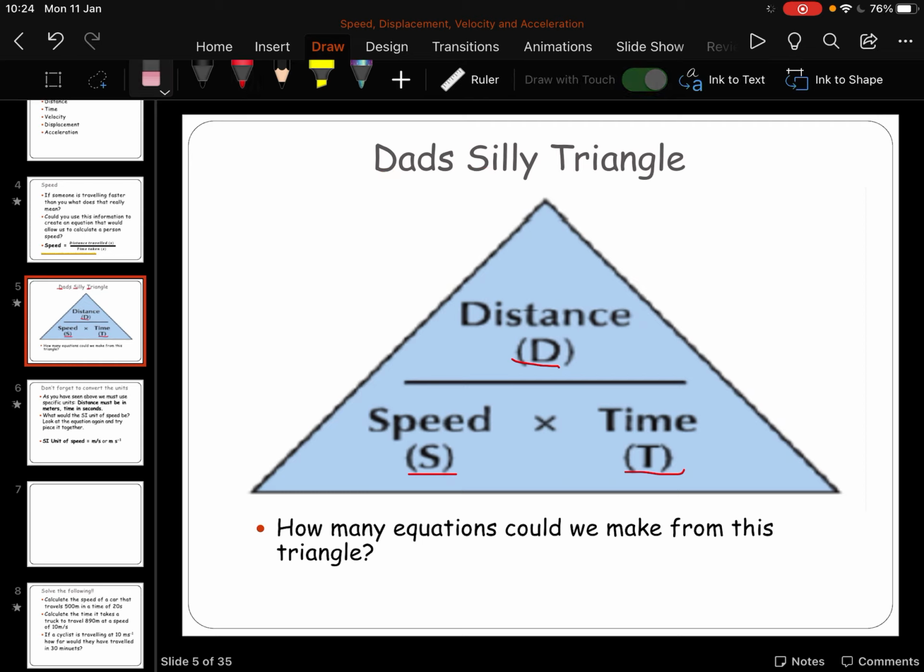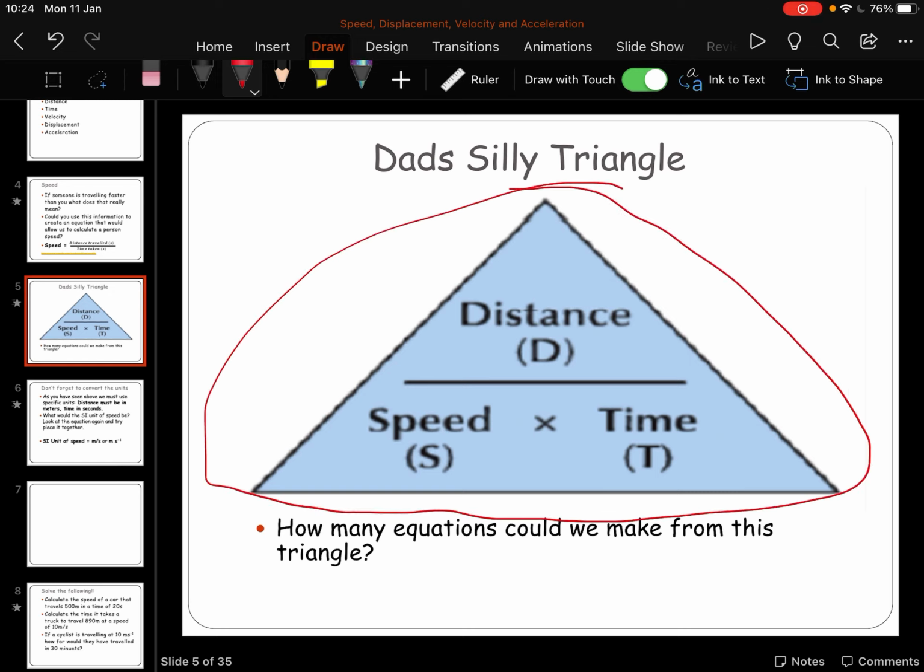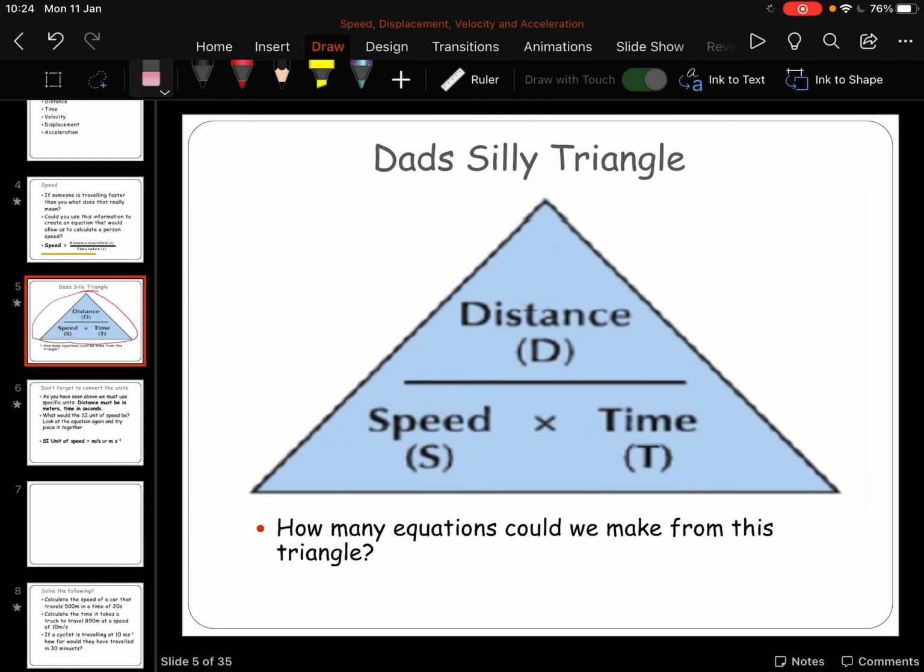So take down that heading and draw in your triangle. Draw in this triangle here. This is vitally important, so you can pause the video while you're drawing that in. Distance, speed, time. And the question here: how many equations can we make from this? If you want, try and figure it out. I'll give you a second before I start doing them.